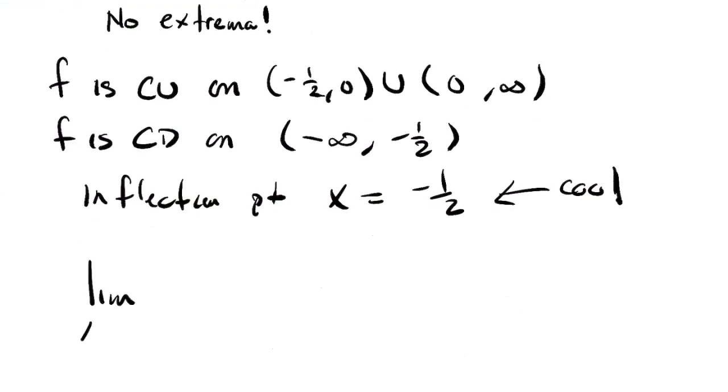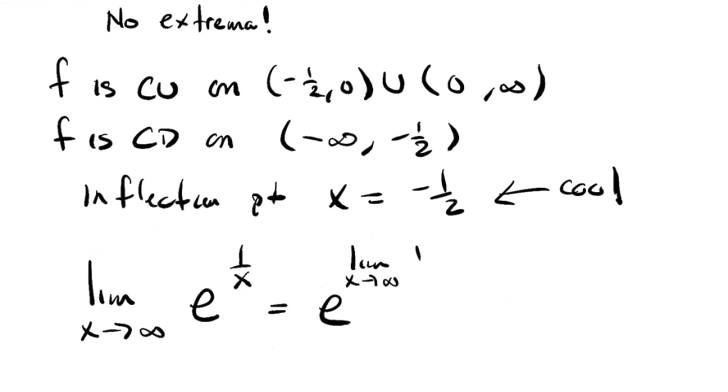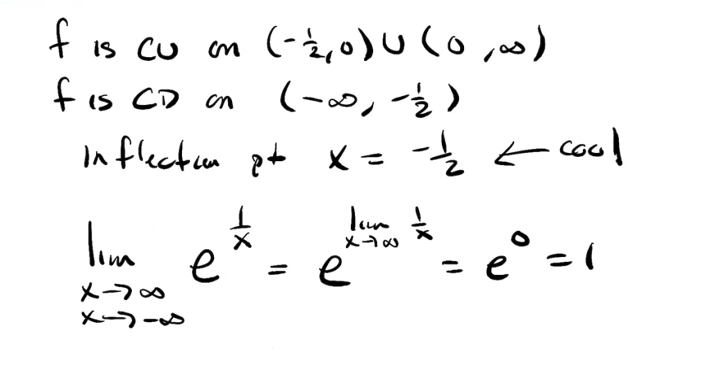Well, let's talk about the horizontal ones first. The exponential function is a continuous function, so we can carry out this limit up here in the exponent, and that exponent is going to 0. By the way, that same computation is good as x goes to minus infinity. So y equals 1 is the horizontal asymptote that we saw in that picture. Okay, good. More information. We knew there was a horizontal asymptote, but now we know where. That's what the calculus is doing for us.